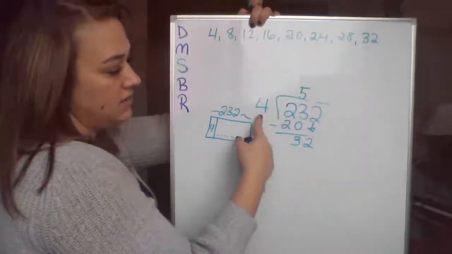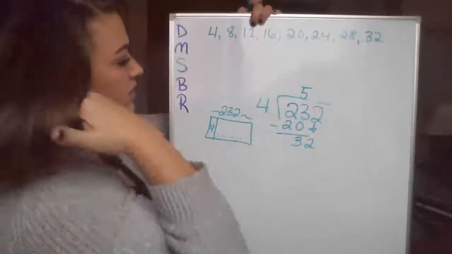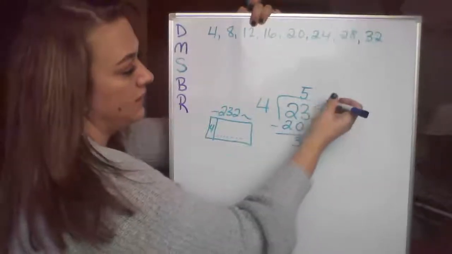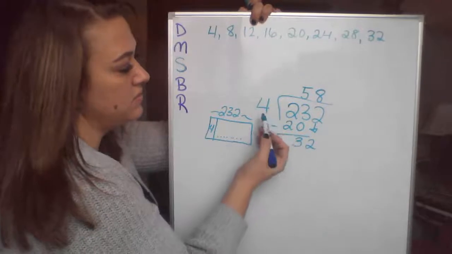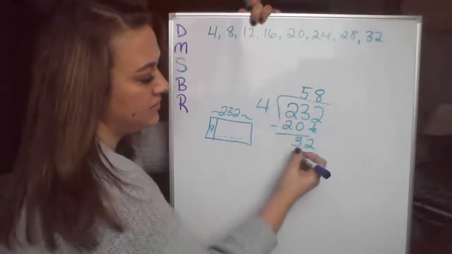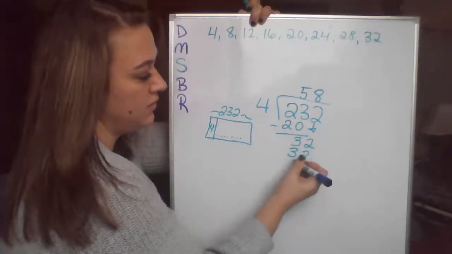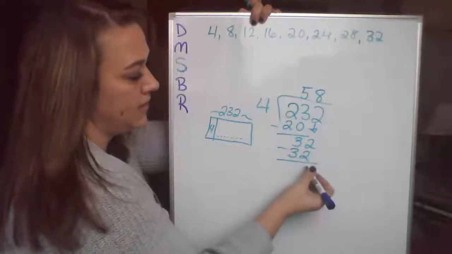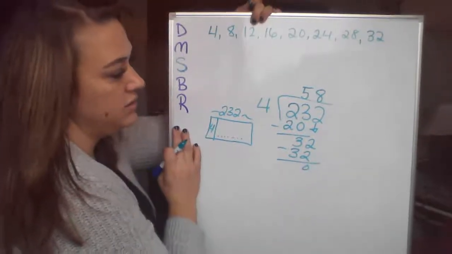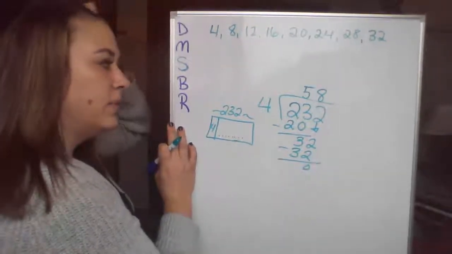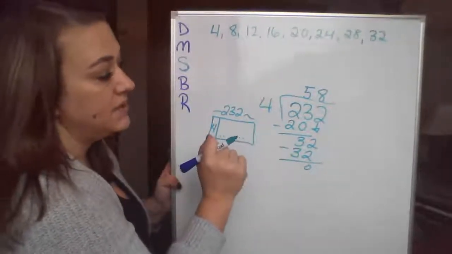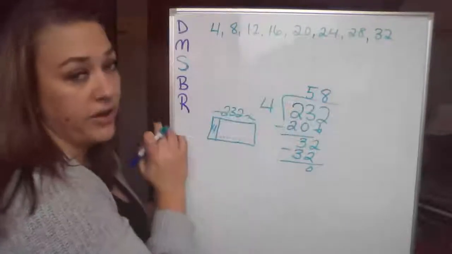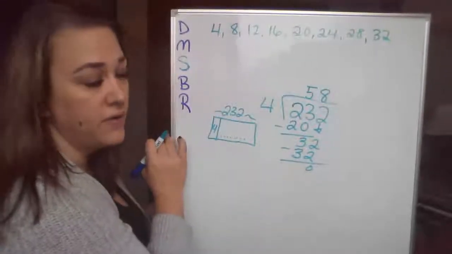I know that 8 times 4 gives me that 32 that we need. So we're going to have 8 groups of 4 out of 32. 4 times 8 gives me 32. And then I subtract. I do not have a remainder. So if we were to write our answer statement, we're going to check first though. We would say they need 58 cars to haul all those people to the conference.